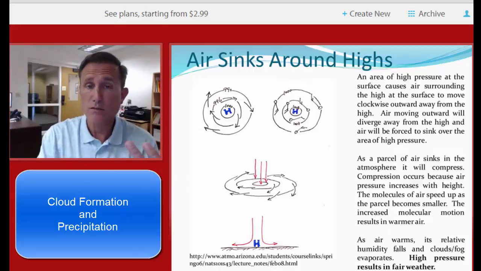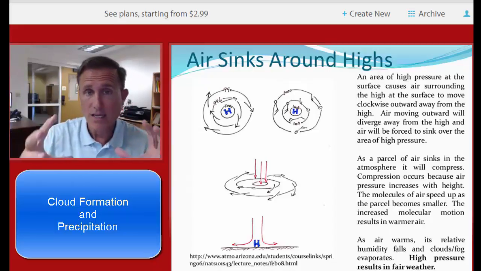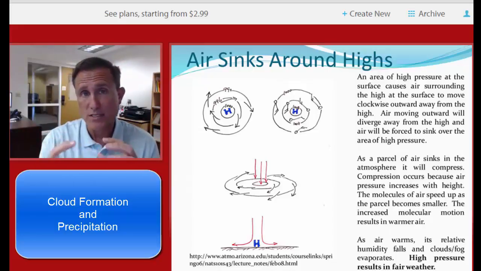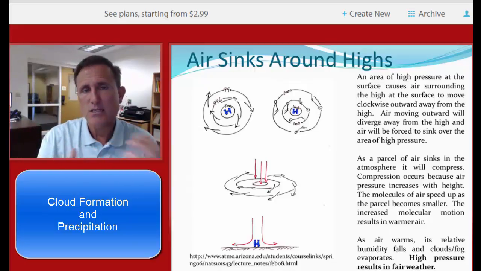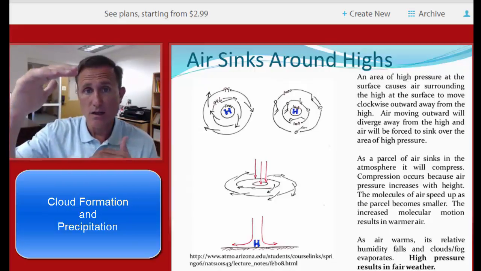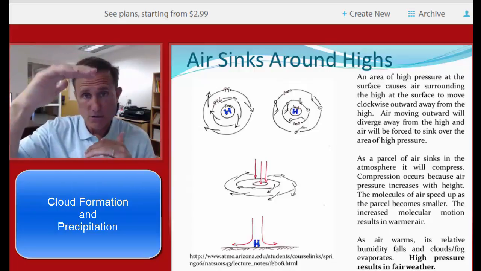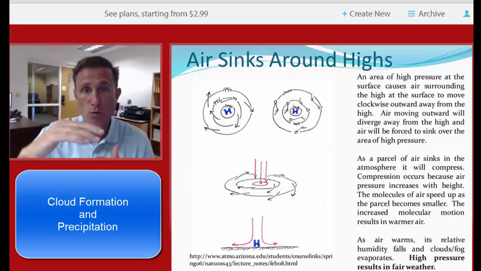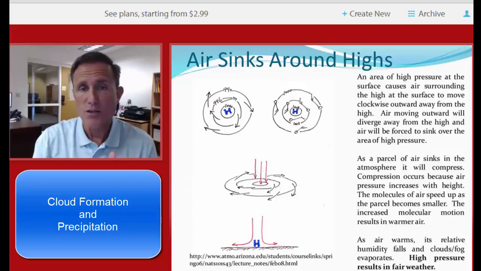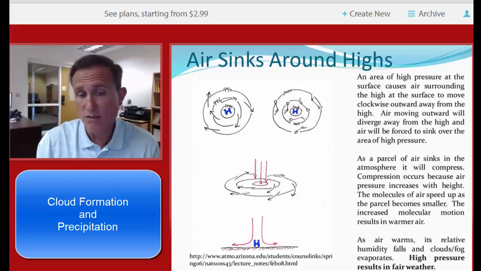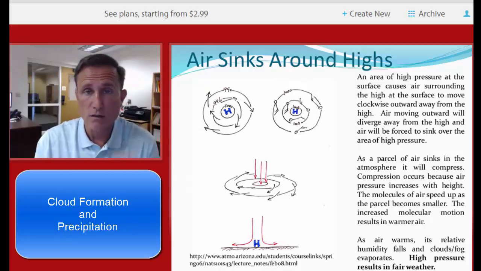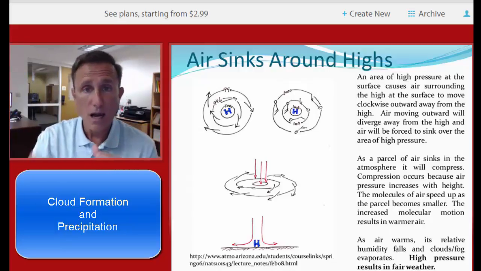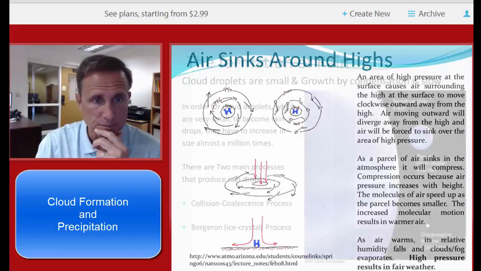So as a parcel of air sinks in the atmosphere, it compresses and warms. As it compresses and warms, its relative humidity is going to decrease. So in the atmosphere, if a parcel of air is in a cloud, and it's forced to sink, and it warms and relative humidity decreases, then you're going to see evaporation at the surface. You're going to see evaporation of fog. So high pressure results in fair weather. Low pressure results in foul weather. High pressure results in fair weather.